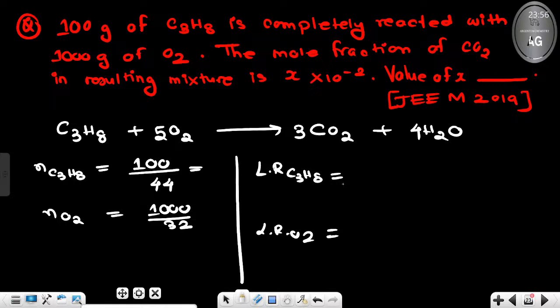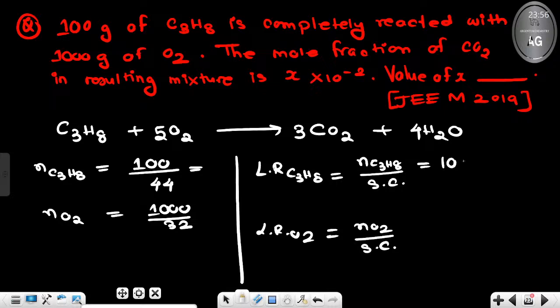Okay. How to calculate limiting reagent? You can calculate by number of moles divided by stoichiometric coefficient. Number of moles divided by stoichiometric coefficient. Class 11 topic. Don't ask me why and where it is coming from. Limiting reagent, if you have to check for, then you find out both the reactants, this value, number of moles divided by stoichiometric coefficient. Whoever will give lower value, that will be the limiting reagent.